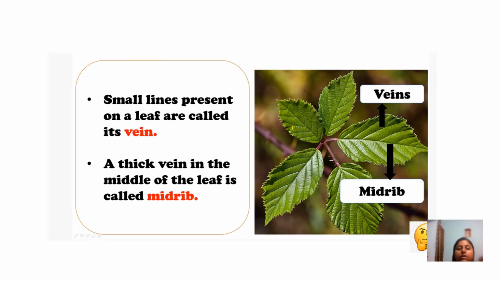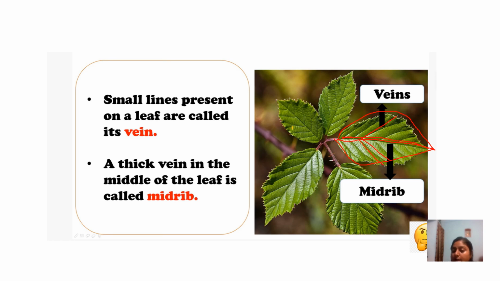Now see here. Next there is a leaf of this type, in which we see this line is called midrib. This line is called midrib, and these are called veins.